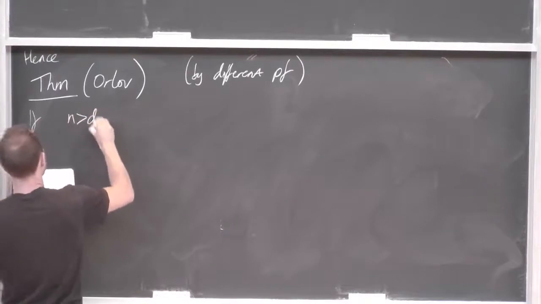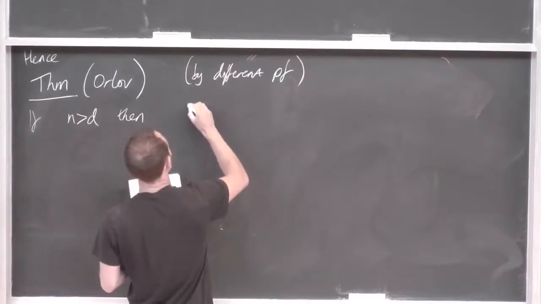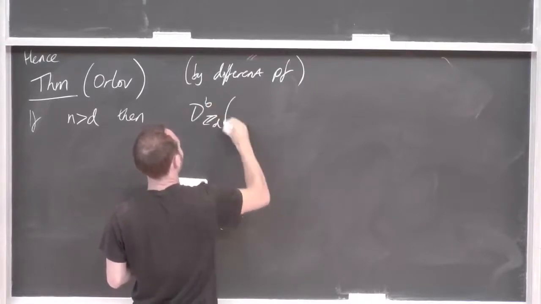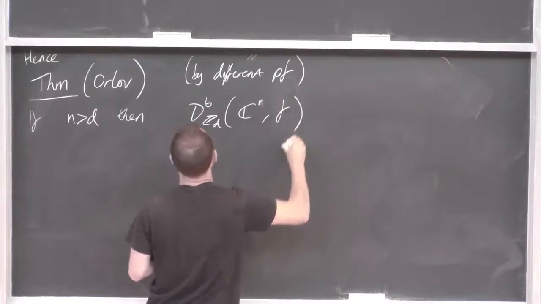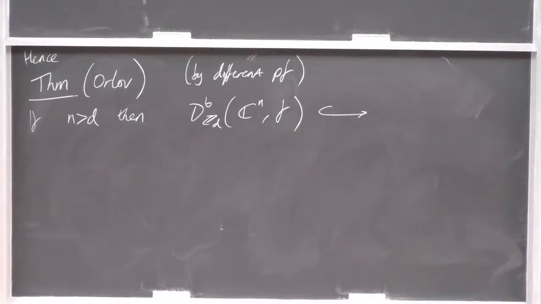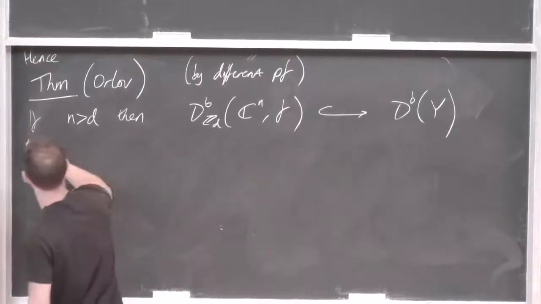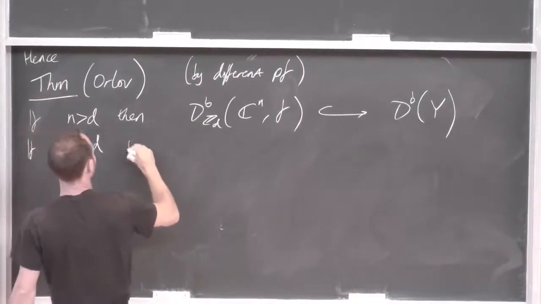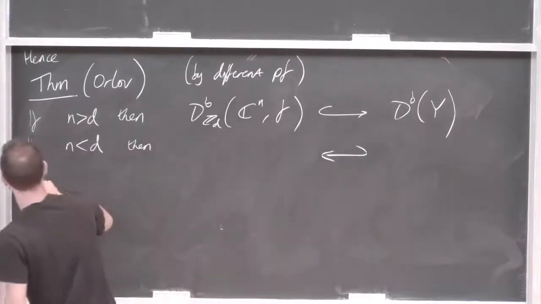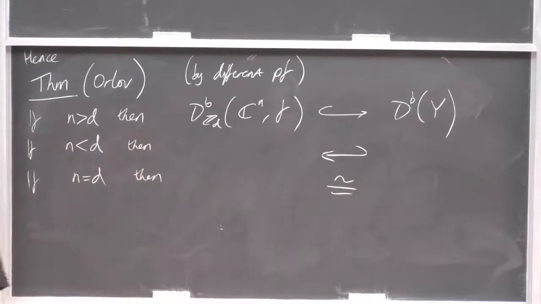What have we proved? If n is bigger than d, then Z_d equivariant matrix factorizations on C^n of the function f embed into matrix factorizations on x plus. And that, by Knörrer periodicity, is the derived category of our projective hypersurface. If n is less than d, then the embedding goes the other way. If n is equal to d, then the two categories are equivalent. n equals d is the case where the hypersurface is anticanonical and is a Calabi-Yau.